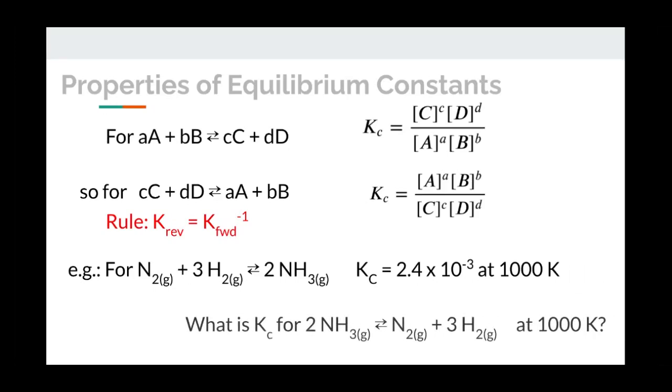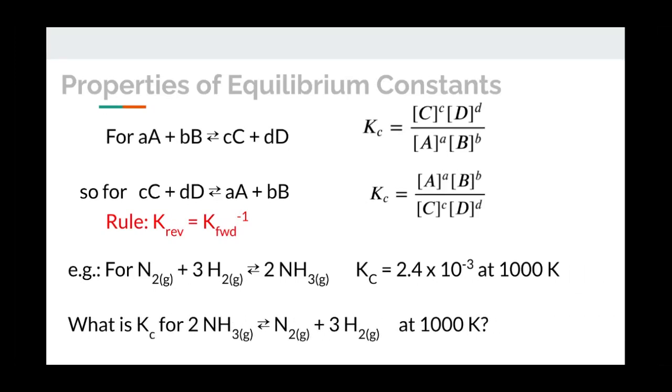So for N2 and 3H2 becoming 2NH3, if we were to reverse this, so 2NH3 we're decomposing into N2 and 3H2, at the same temperature, what would Kc be? Well, it would be 1 over 2.4 times 10 to the negative third, which would end up being 420. So you just take the reciprocal when you flip the reaction around.